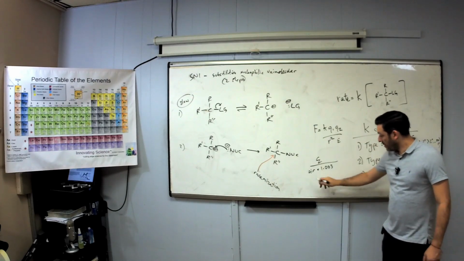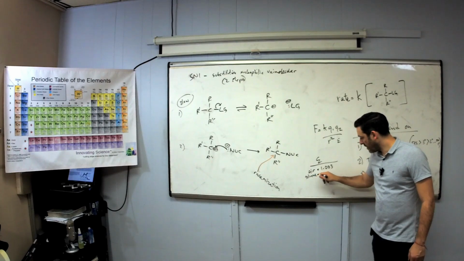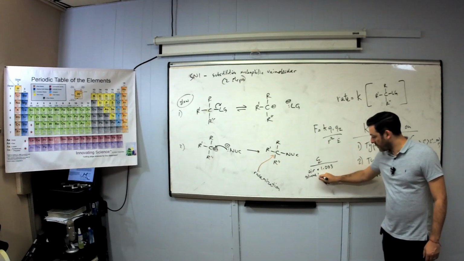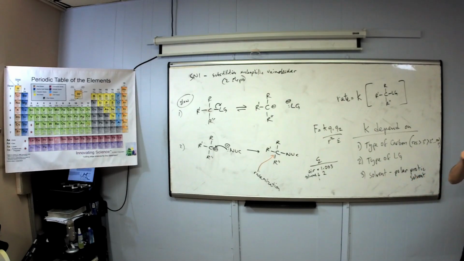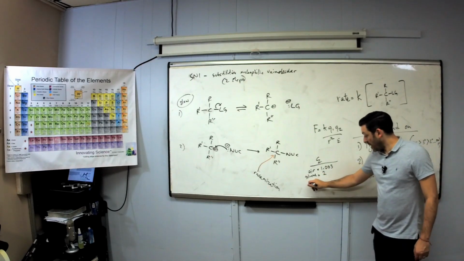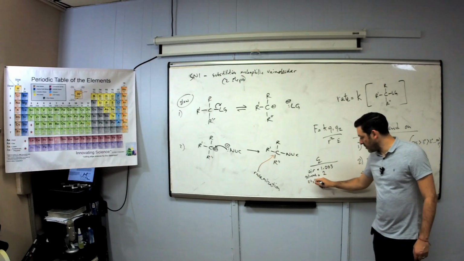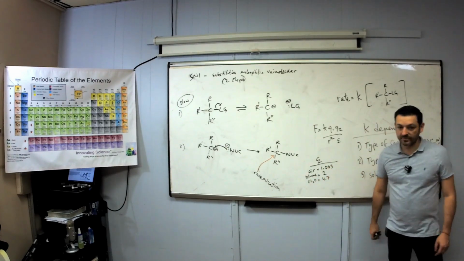But it turns out that in toluene, the value of epsilon is approximately 2. What's toluene? Some of you might have seen it before. It's a benzene ring with a methyl group. So somehow the dielectric constant is 2. In diethyl ether, Et2O, the value of epsilon is 4.7.